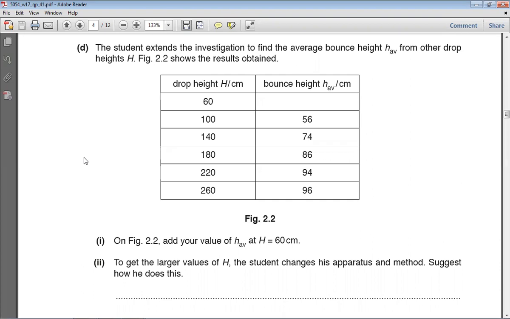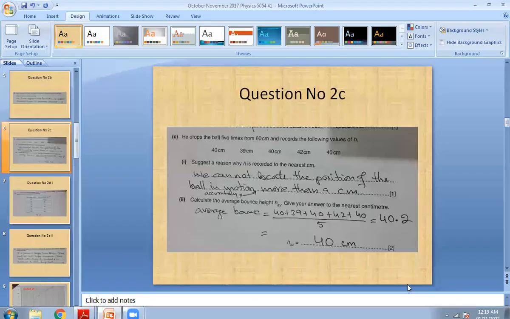On figure 2.2, add your value of the average h at the drop height of 60 centimeter. When he dropped the ball from 60 centimeter, we have already found the average height of the bounce. We have to enter that value here. That was 40 centimeter. Let me show you.